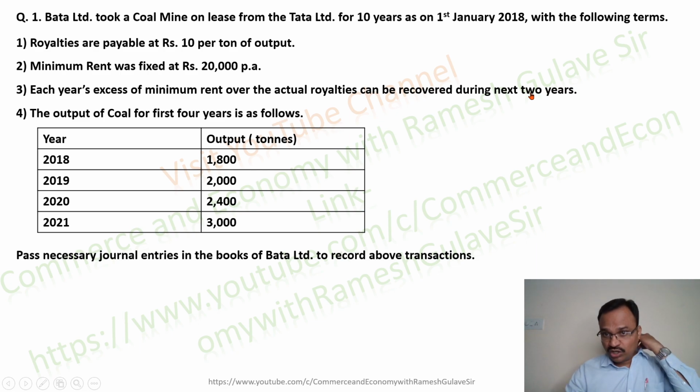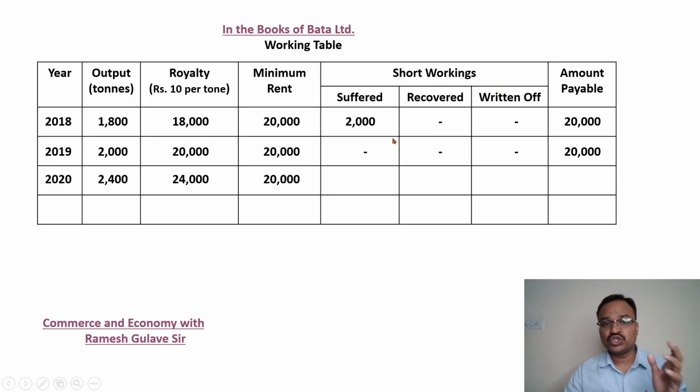It means short workings can be recovered in the next 2 years. So short working for 2018 can be recovered either in 2019 or 2020, right? So here we can recover this short working. The amount of short working is 2000. Now let us see if we can recover the whole amount.